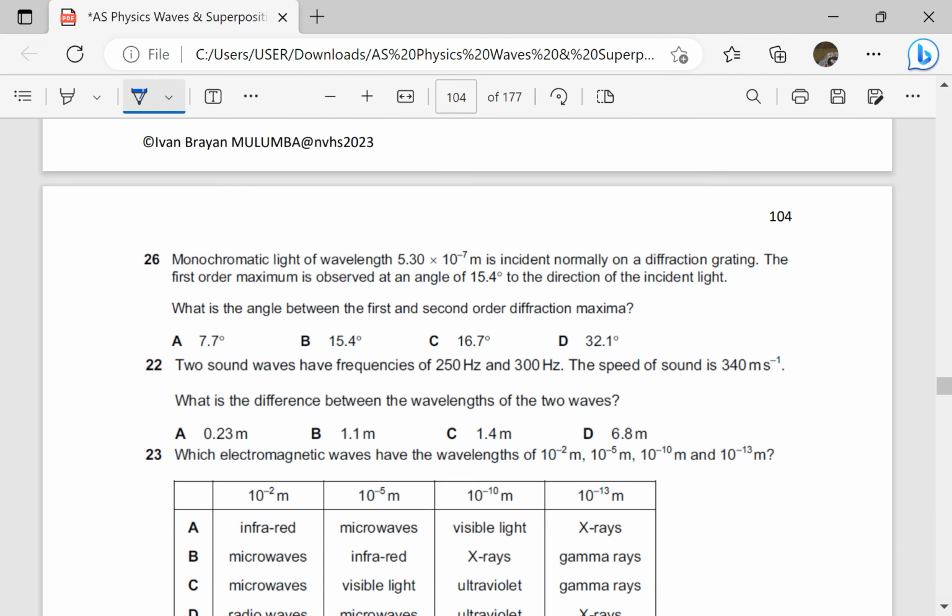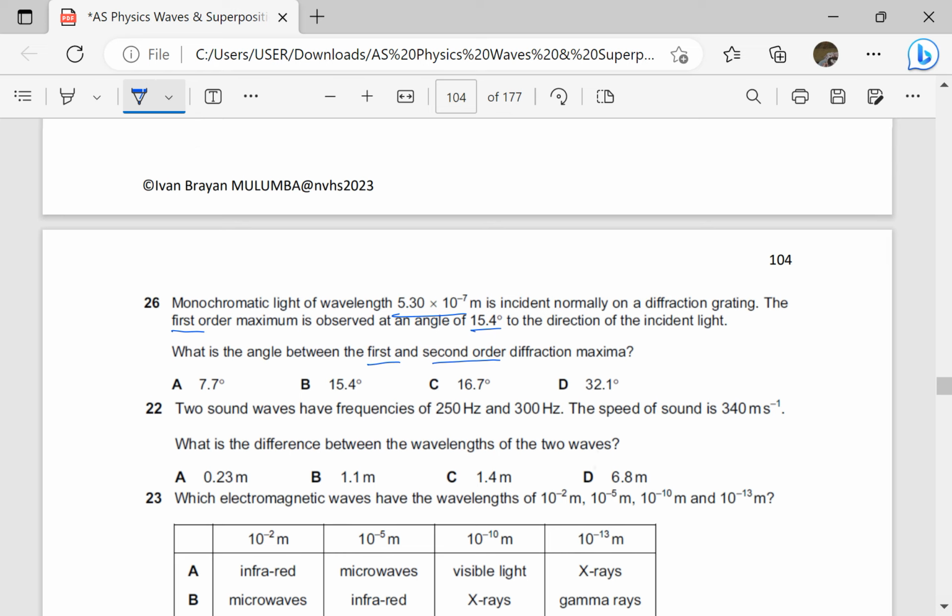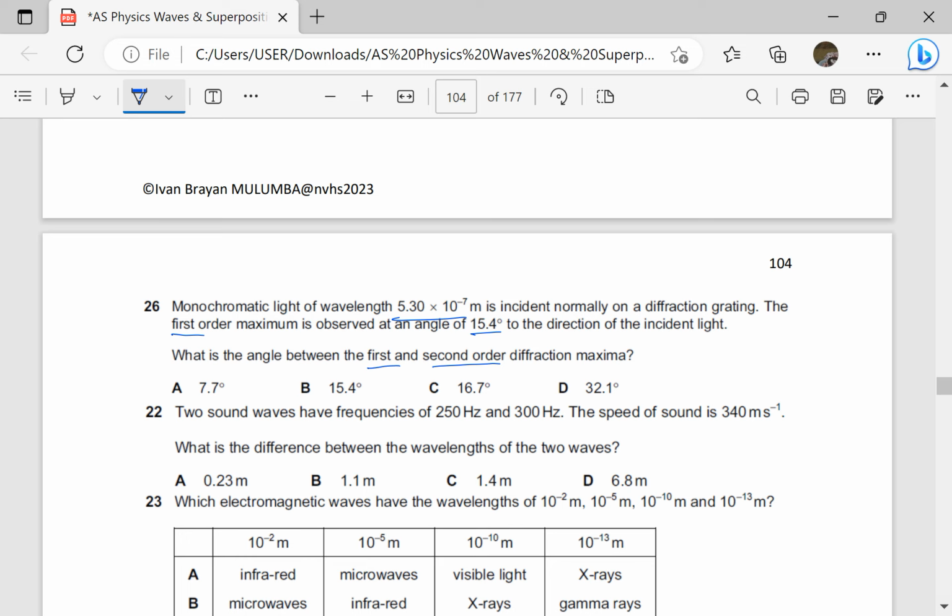Monochromatic light of wavelength 5.3 × 10^-7 meters is incident normal on a diffraction grating. The first order maximum, that means n is 1, is observed at an angle of 15.4 degrees to the direction of the incident light. What is the angle between the first and second order diffraction maximum? So we need to find the angle for the second order, because the first order angle has been given. Using the first order, we can find the spacing between the slits.